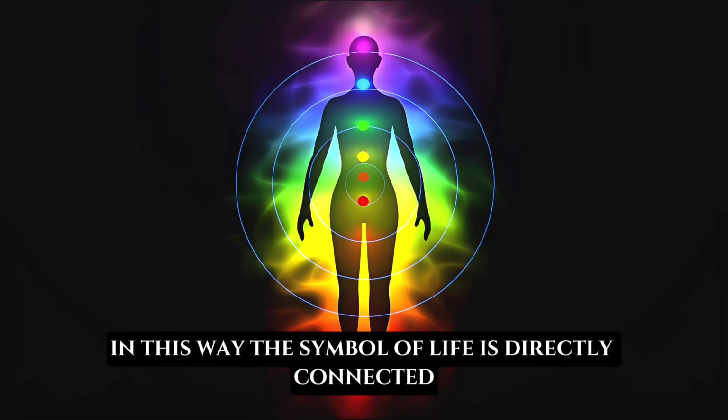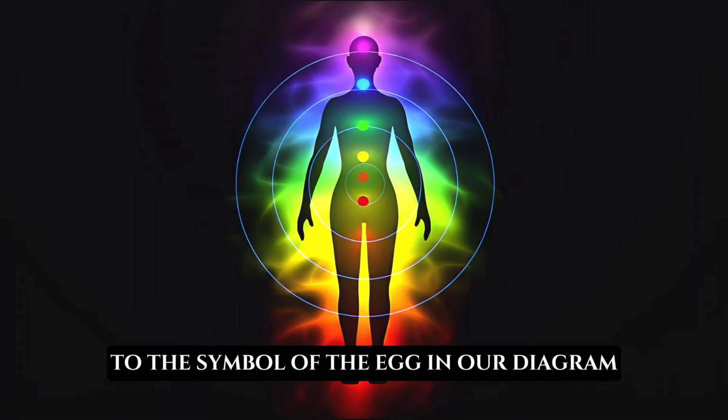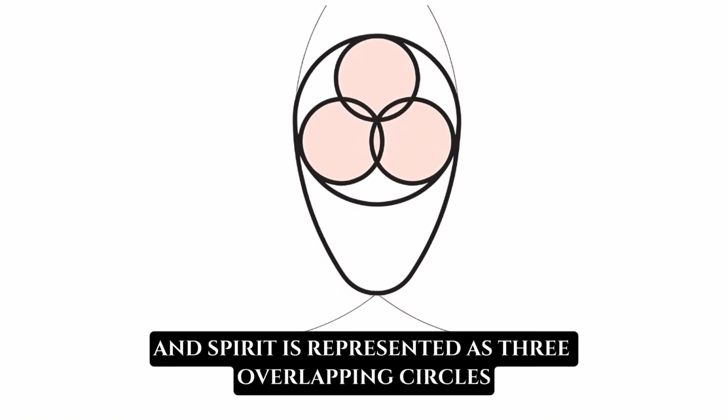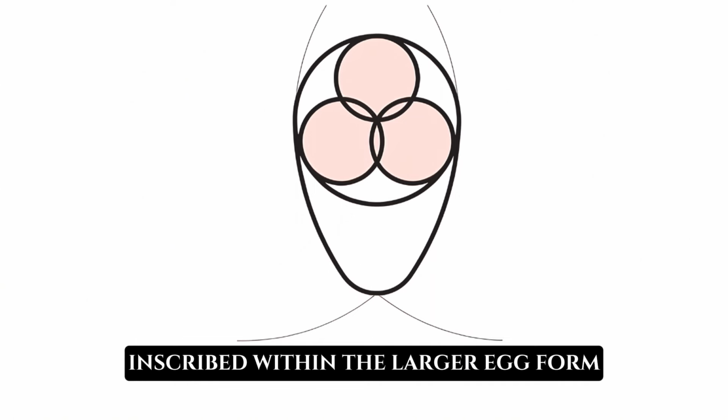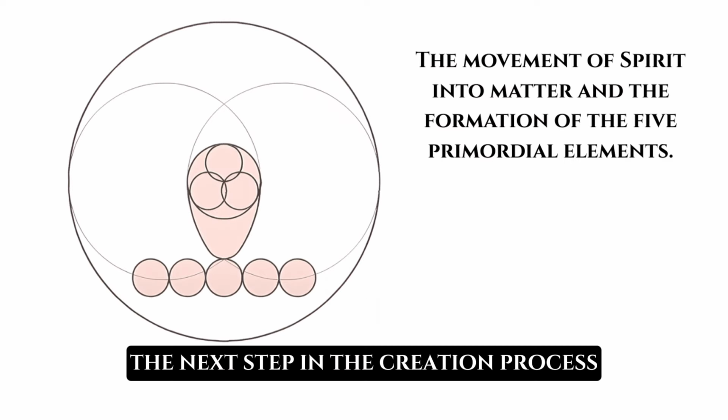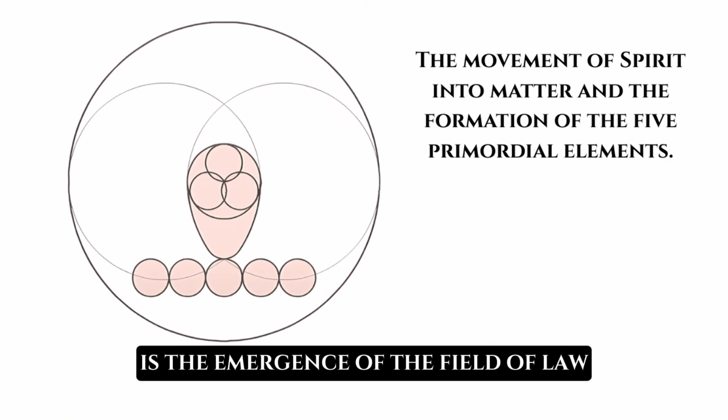In this way, the symbol of life is directly connected to the symbol of the egg. In our diagram, the triad, soul, logos, and spirit, is represented as 3 overlapping circles, inscribed within the larger egg form, sharing a common center. The next step in the creation process is the emergence of the field of law.